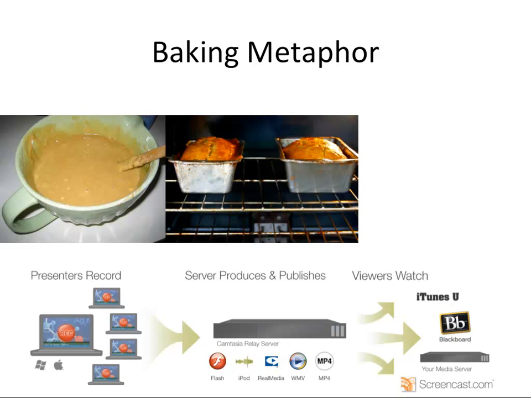Then when it goes to the server, that's where it's being baked. And where this kind of breaks down is you put one in the oven, and when you go to take it out of the oven, there could be five there because you had one for YouTube, one for iTunes U, one for screencast.com, a flash one. That's your choice. It could just be one-to-one, but you could pick to have it go to these different places.